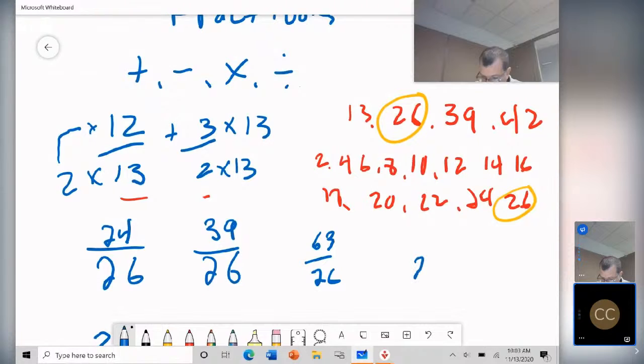So what we're going to have to do is divide the 26 into the 63. It goes 2 times. That's 52. So it's going to be 2 and 11 over 26. Okay.